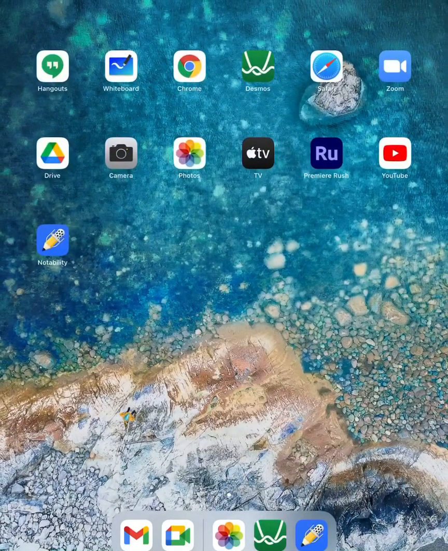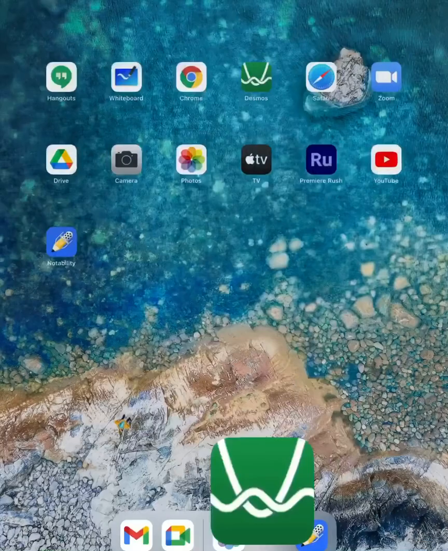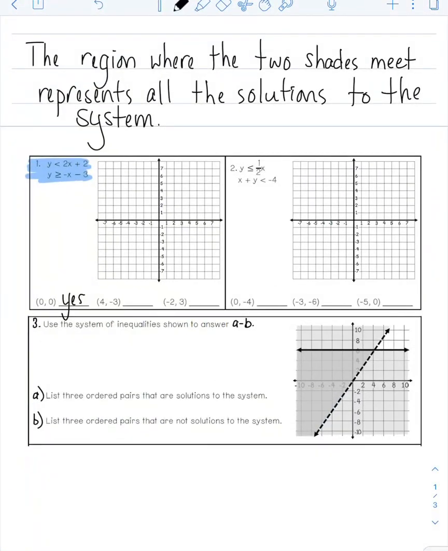Now let's look at 4, negative 3. So over 4, down 3. Yes, that is also in the shaded region, the double shaded region. What that means is if I plug 4 in for both of the x's and negative 3 into both of the y's, both of those inequalities will be true.